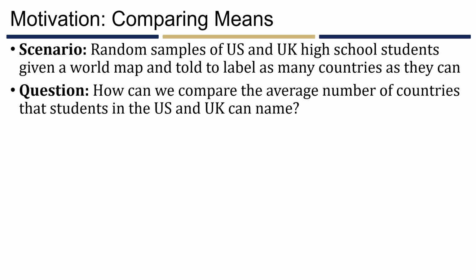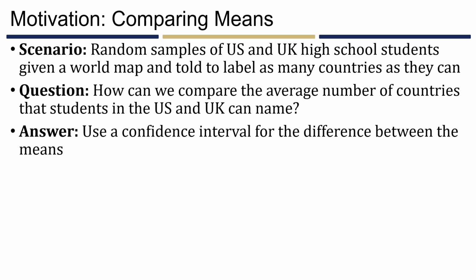Let's take a look at a different example. Suppose we have random samples of United States and United Kingdom high school students. Each of them is given a world map, and they're told to label as many countries correctly as they possibly can. What we want to do is compare the average number of countries that students in the United States can name correctly to the average number that a student from the United Kingdom can name correctly.